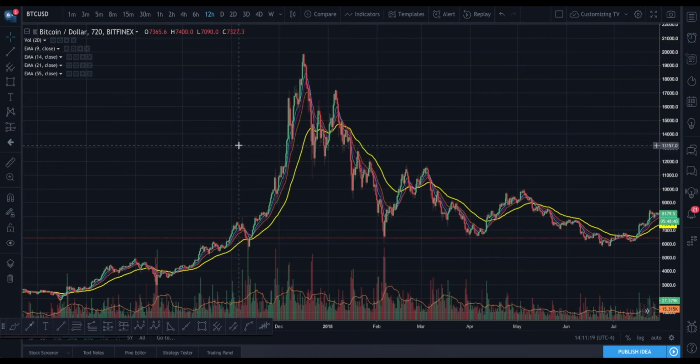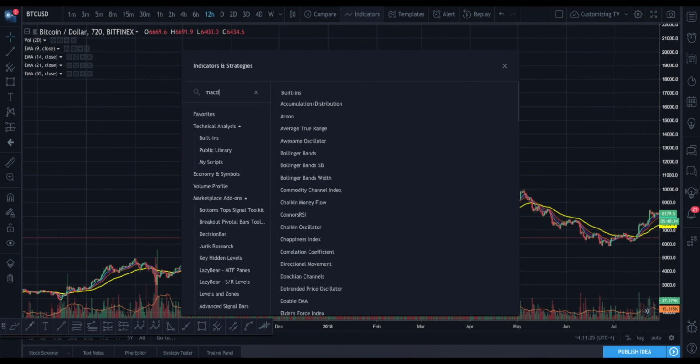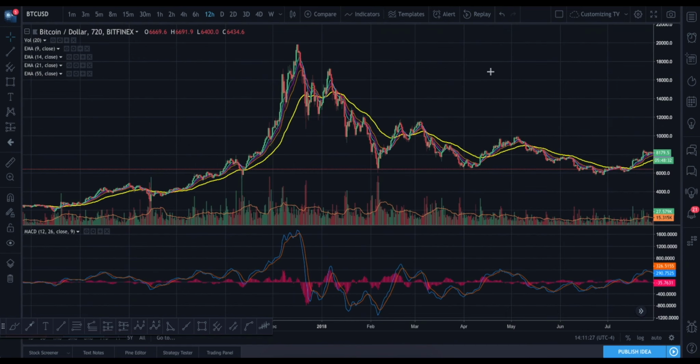So first things first, let's get MACD on the chart. So we're going to come over here to indicators, or press /, type in MACD, press it, and now we have MACD here. Now, as a personal preference, I would rather have this above the price action. This is just personal preference. You can keep yours here, or if you want to follow along, this is how you do it.